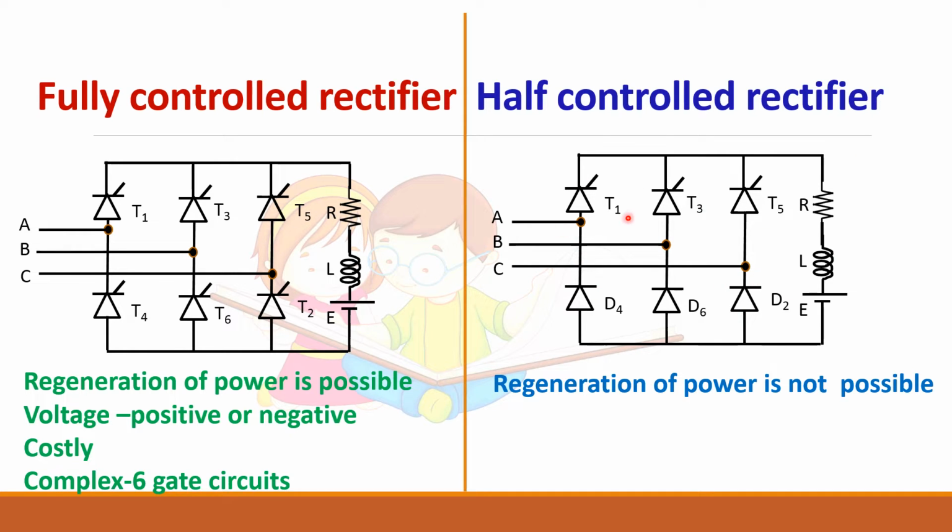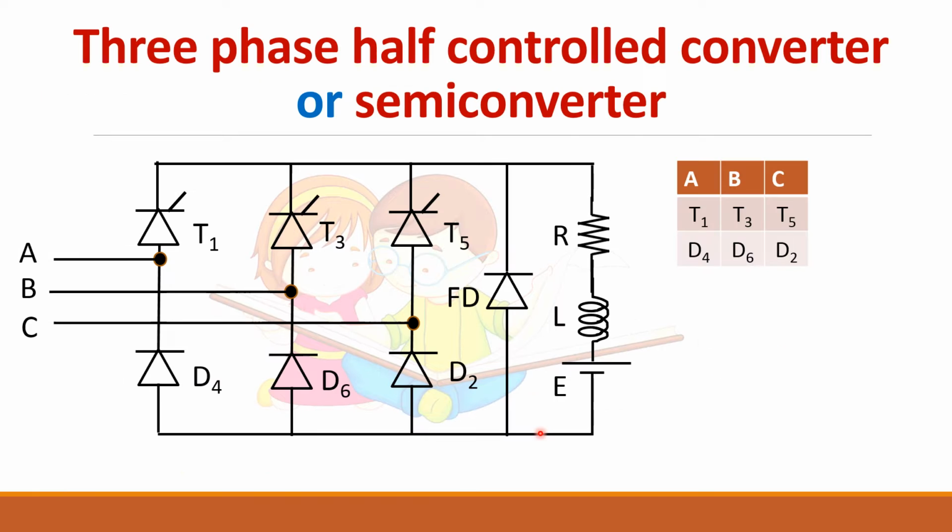In a half-control rectifier, regeneration of power is not possible. That is, power can flow from AC to DC alone, and voltage is always positive. It cannot go negative. And it is called a one quadrant converter, whereas the fully controlled rectifier is called a two quadrant converter because voltage can be positive or negative.